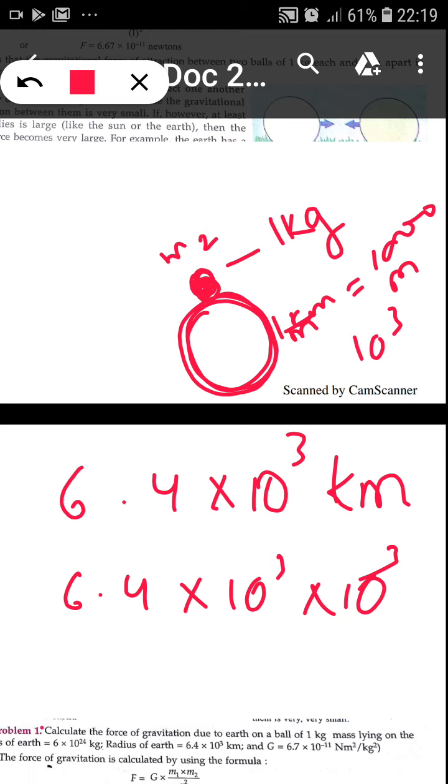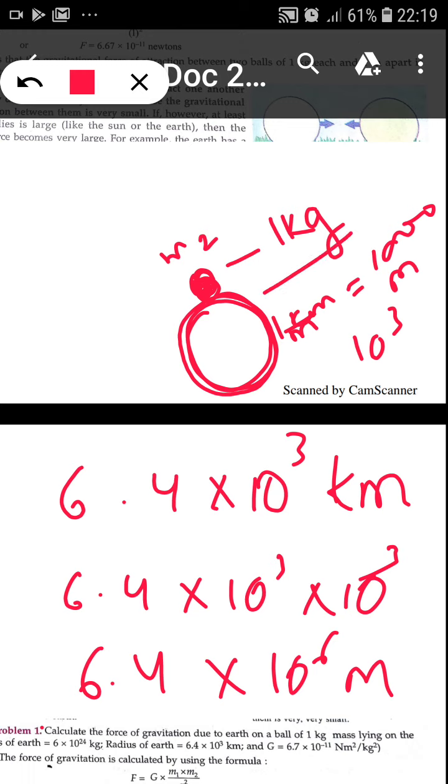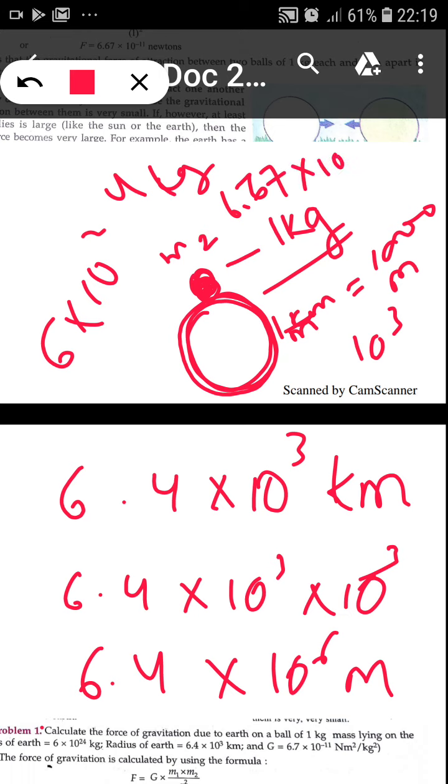Whenever the bases are the same, the powers are added. So 3 plus 3 will be 6. It will be given as 6.4 into 10 to the power 6 meters. So it is converted into meters. These values, the mass of the first object 6 into 10 to the power 24 kg, the mass of the second object 1 kg, and the universal gravitational constant, which is 6.67 into 10 to the power minus 11, will all be put into the formula of the universal law of gravitation.